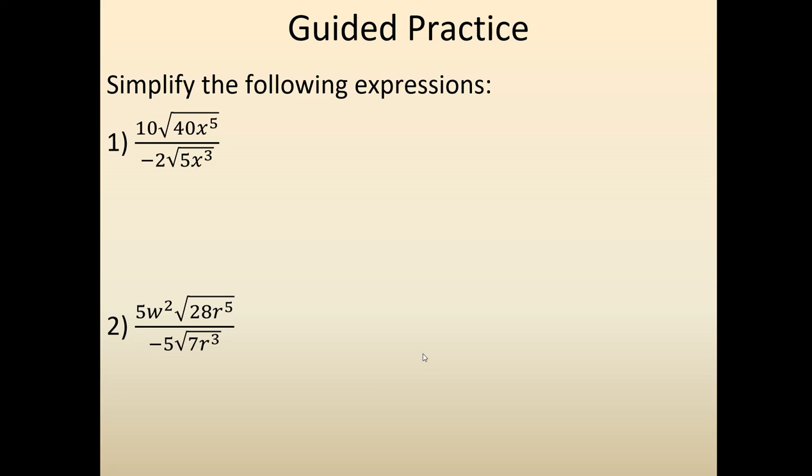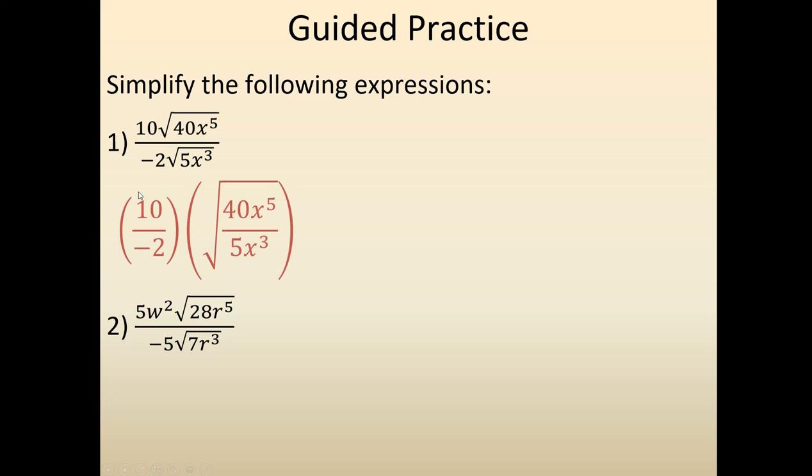So here are the first two questions. Pause the video, work them out, and we'll go over them in a second. All right, so first thing that we want to do, again, is divide these two coefficients. And I'm also going to skip to the second step and bring the 40x to the fifth and the 5x cubed in underneath the same radical. So we have 10 divided by negative 2. This ends up being negative 5. And then I'm going to take the square root, divide these, which would be 40 divided by 5 gets us 8. And x to the fifth divided by x cubed gets us x squared.